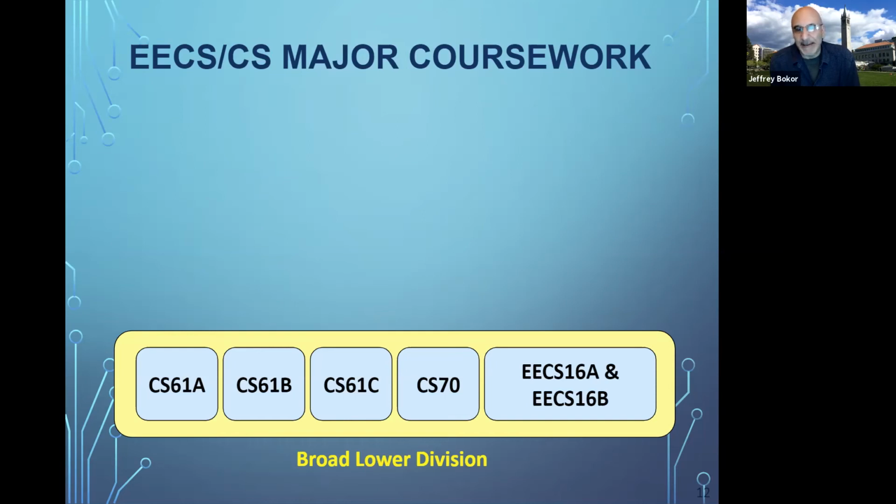CS 61A, B, and C, CS 70, and then hardware-oriented classes, ECS 16A and B. So our lower division courses cover the whole spectrum from hardware up to programming systems, computer architecture, computer science theory, etc. And so everyone in the major, whether you come through the Bachelor of Science program in the College of Engineering or the Bachelor of Arts program in the College of Letters and Science, all students have to take these 6 required courses that give you a fundamental introduction across the entire field of electrical engineering and computer science.